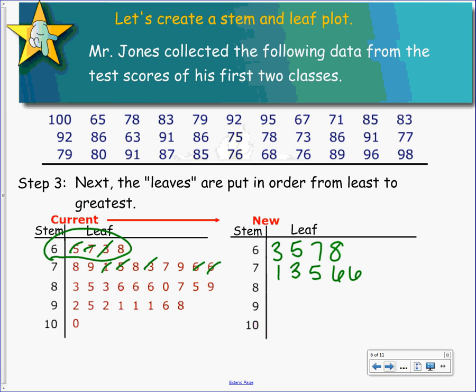And again, if there's more than one of the same number, we just put it in more than once. Moving on to my 8s. And I wouldn't recommend for them to do more than one number at a time. I'm just trying to go quicker for the sake of time on the video.